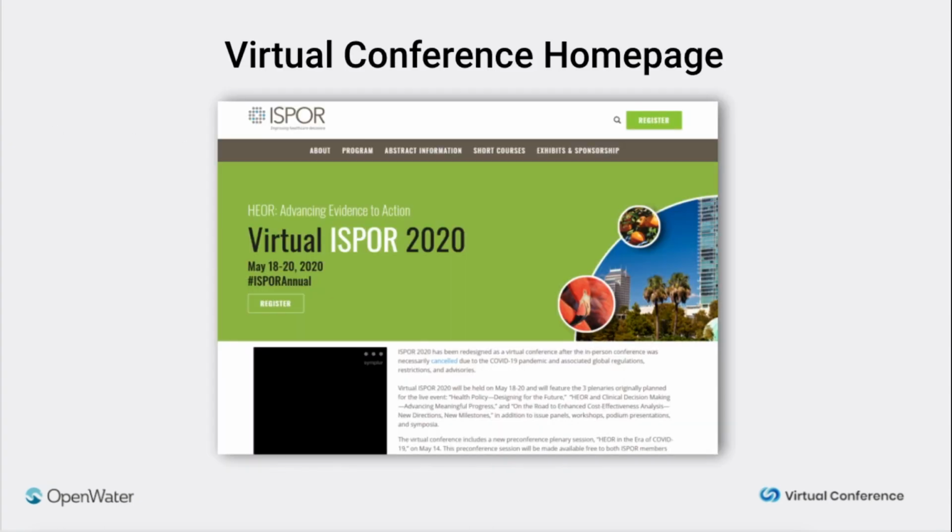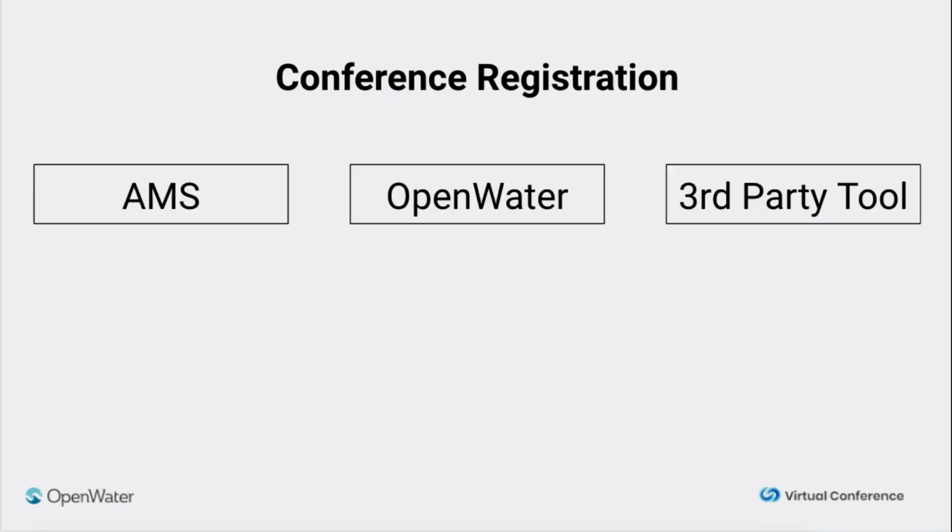Essentially, the first step of what we do is help associations set up a virtual conference homepage. This is something that can be done on the OpenWater platform, where we can essentially have a microsite with different information about the conference, an FAQ, the program, abstract information, things like that. If your association already has a conference website, we can also just use that and have a button on there somewhere that says click here to access virtual sessions.